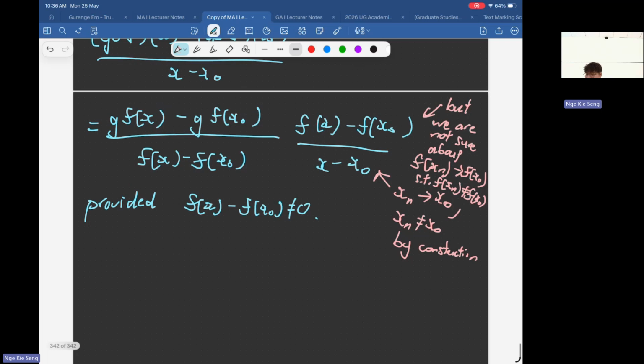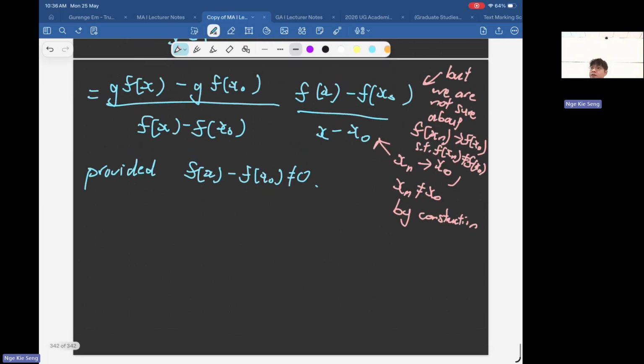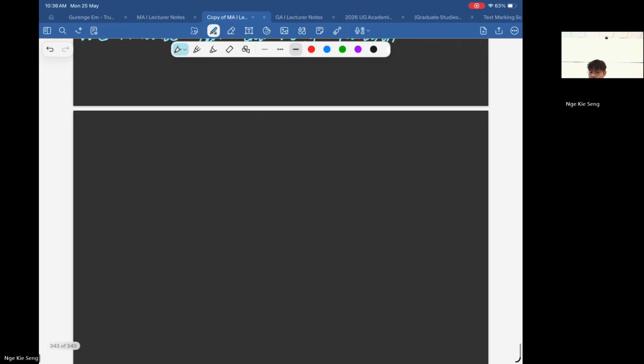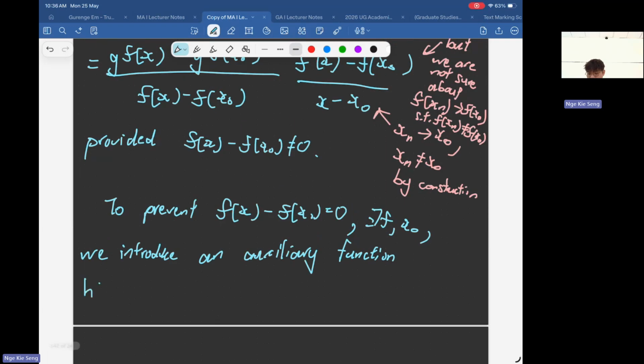we're going to introduce some special function. So to prevent f(x) minus f(x_0) from being 0, for some f(x_0), we're going to introduce an auxiliary function, h, from the domain of g to R.